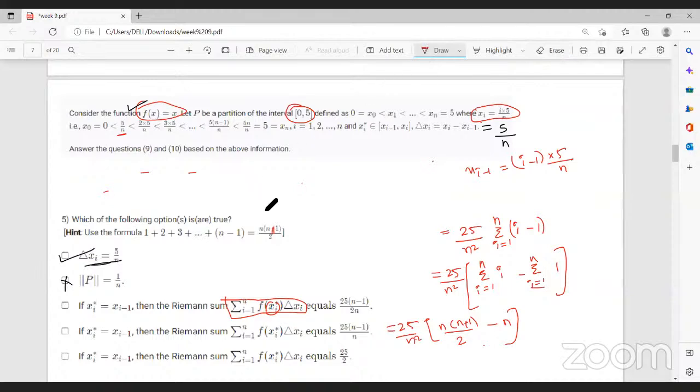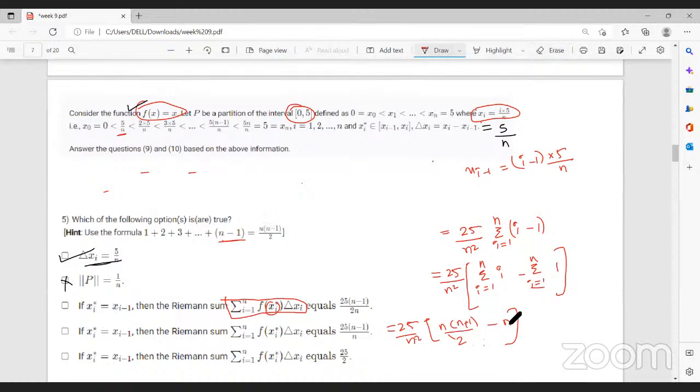Sir, in the above formula it's n minus 1 by 2 now, because we are taking n minus 1 terms only, not n terms. The formula for n terms is n into n plus 1 by 2, but if we put n minus 1 instead of n, the formula will change. Yeah, I got your point, what you are trying to say.